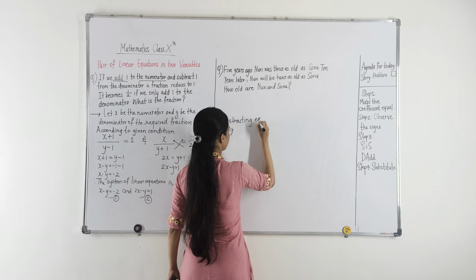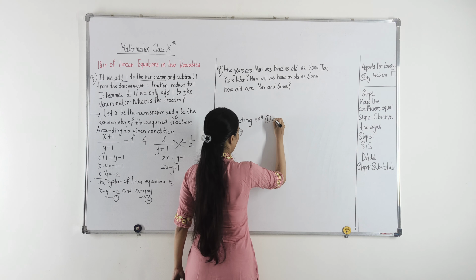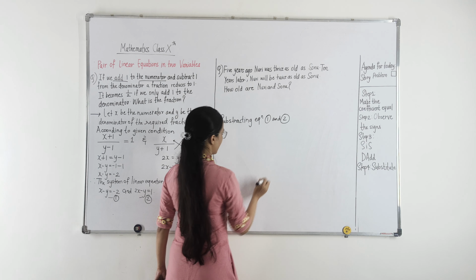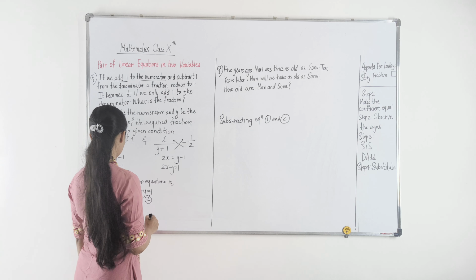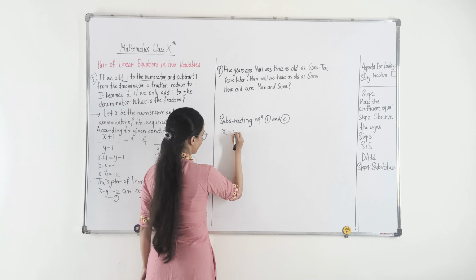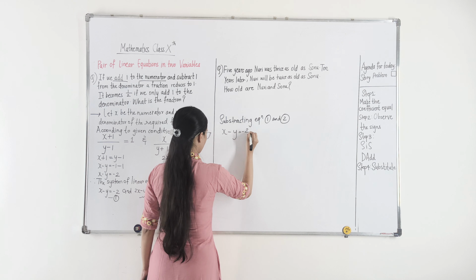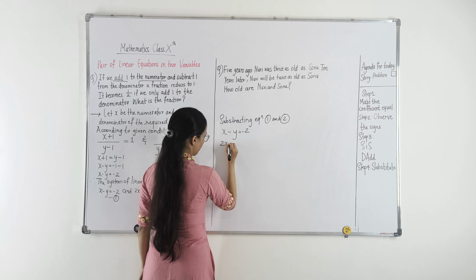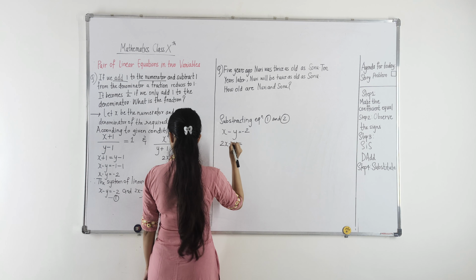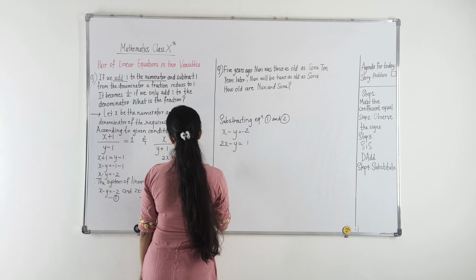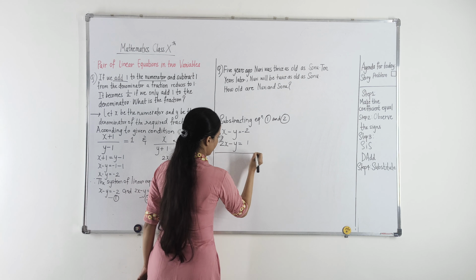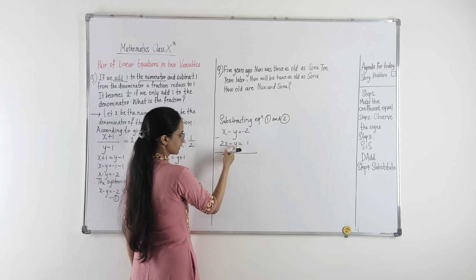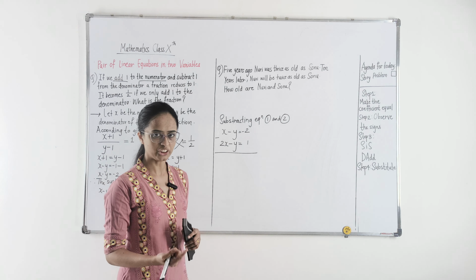Subtracting equation 1 and 2. So I'll do the normal vertical subtraction. So I will get x minus y equals to minus 2 and 2x minus y equals to 1. Now since I am subtracting, therefore the signs in the second equation would be changing.